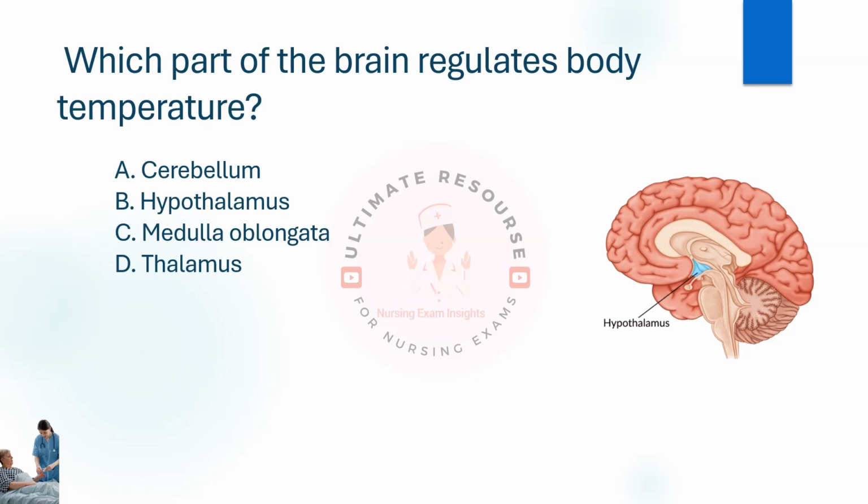Which part of the brain regulates body temperature? Options are A. Cerebellum. B. Hypothalamus. C. Medulla oblongata. D. Thalamus. The answer is B.